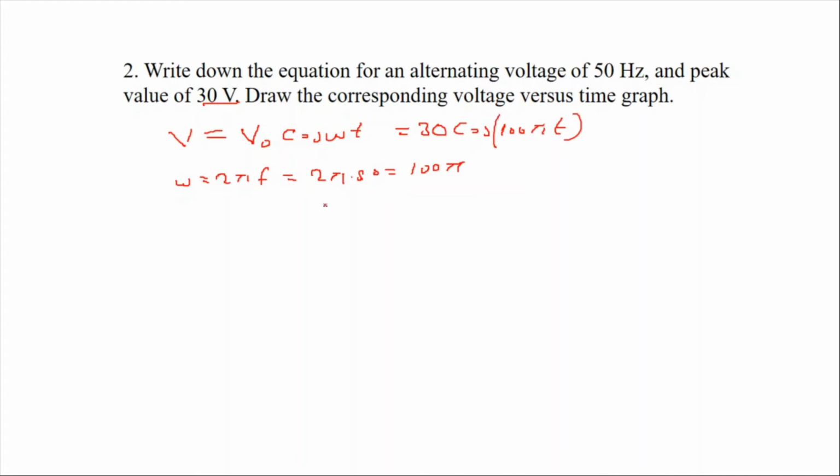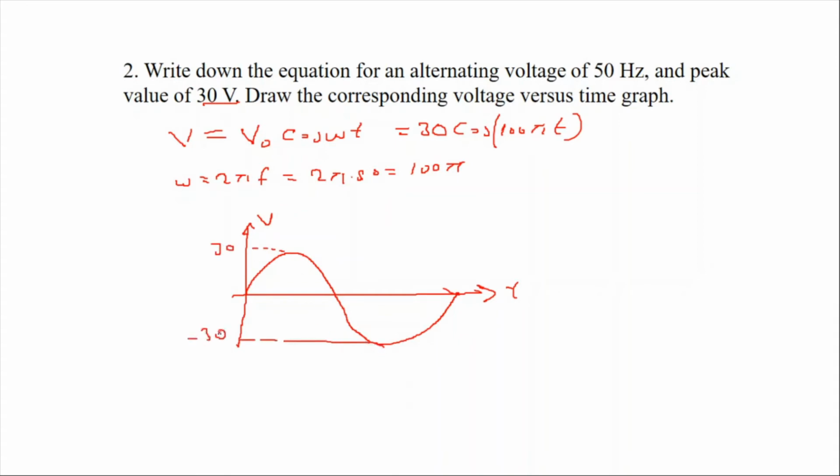So let's look at the corresponding voltage versus time graph. The voltage is going to change with the time. So this is one cycle, and we need to know the period for this cycle. This is voltage, by the way, and this is the time. We already know the maximum value. It is 30, and this is also negative 30.